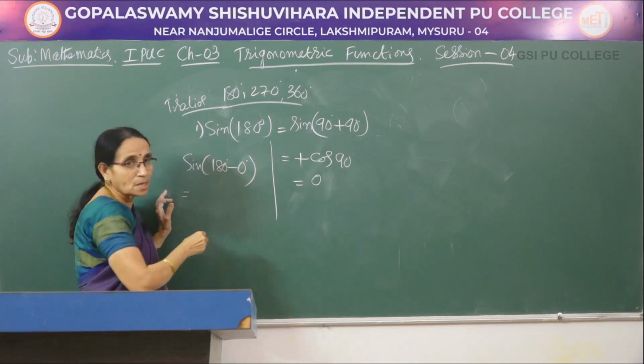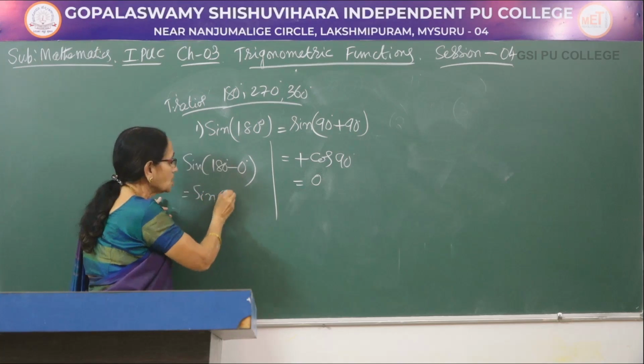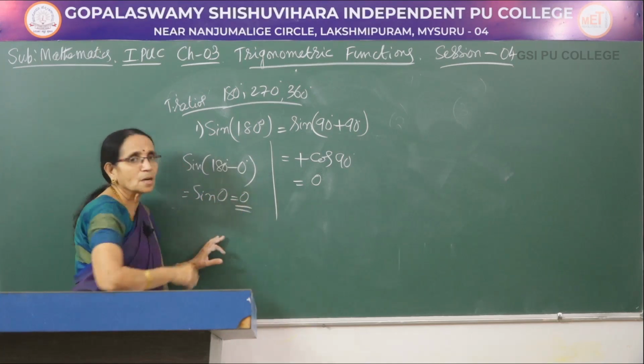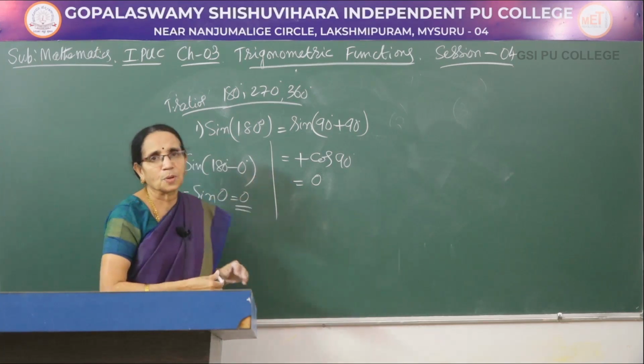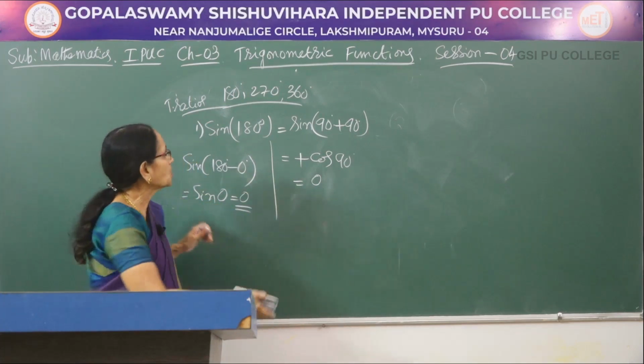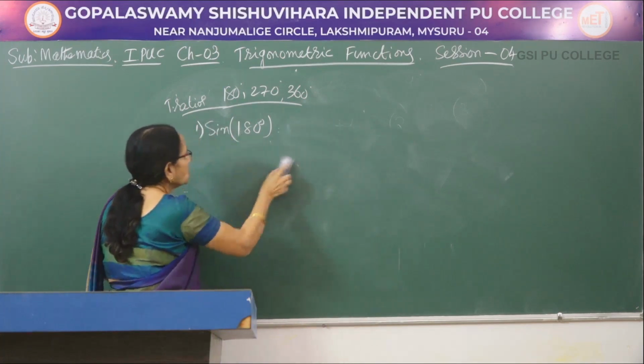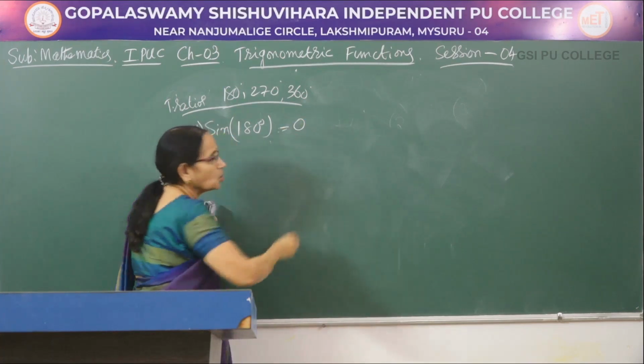Suppose I had written this as 180 minus 0, that is another way of expressing it. When you write 180, you have to keep the same function, that is sin 0. What is sin 0? Even that you have seen. So, whichever way you express it, 90 plus 90 or 180 minus 0, you get the same value. That means that sin of 180 is equal to 0.